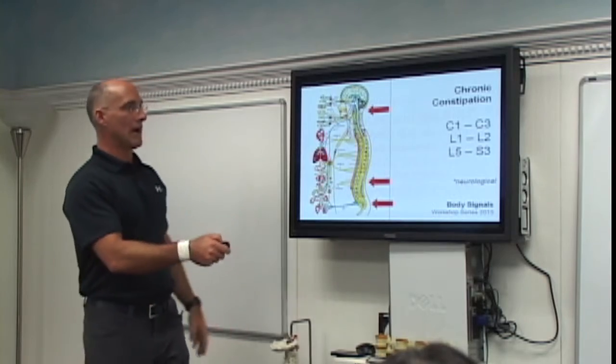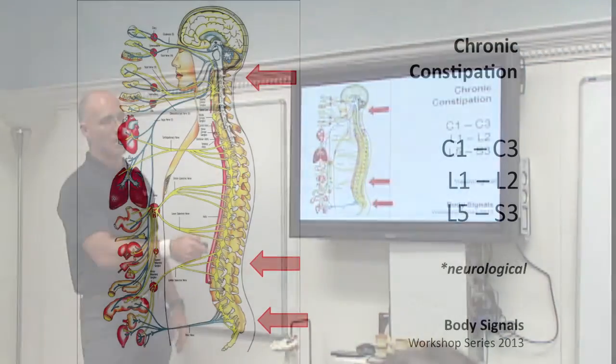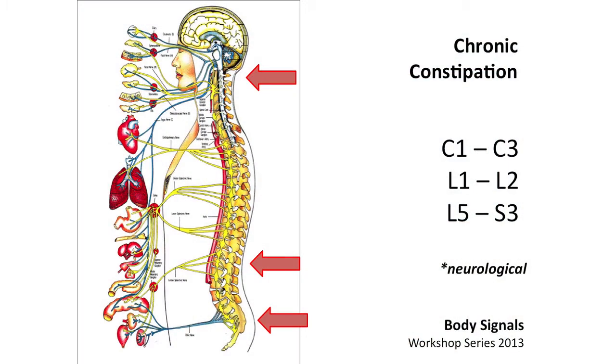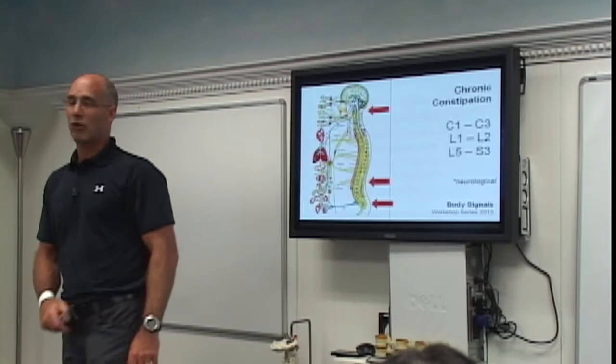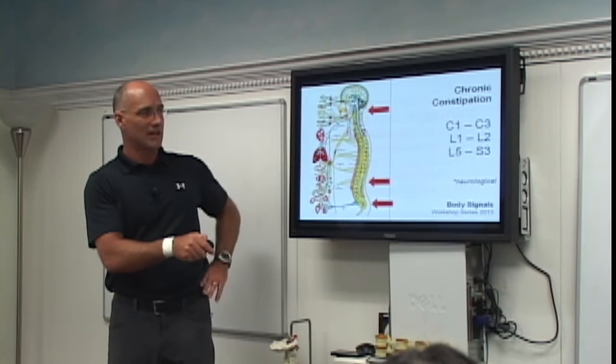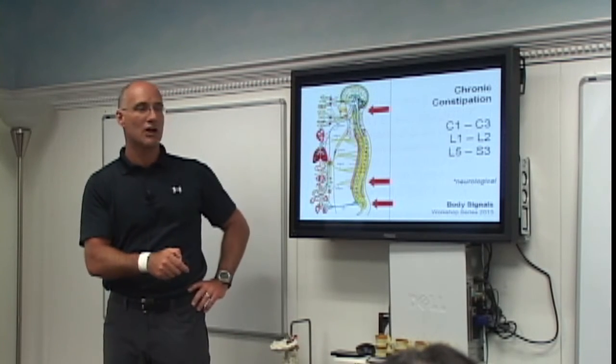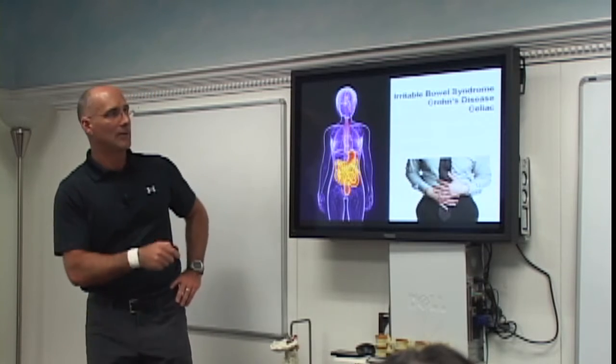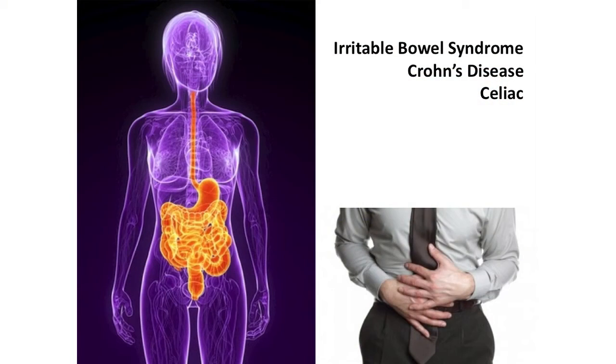Okay, so then we go down this and we see L1, L2. It's a common area to have issues with the mid to lower GI tract. And then L5, S1, S2, S3, bowel. Okay, so chronic constipation cases, this is what we usually see. And I consider this a real neurological issue. So the next one, IBS, irritable bowel syndrome, Crohn's disease, celiac.